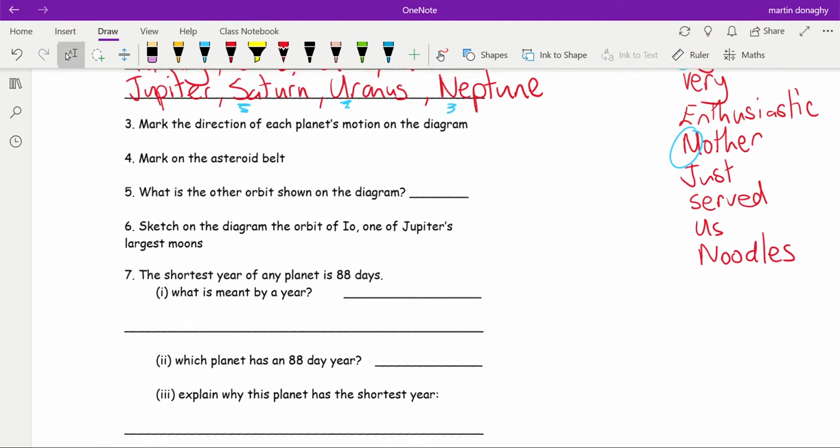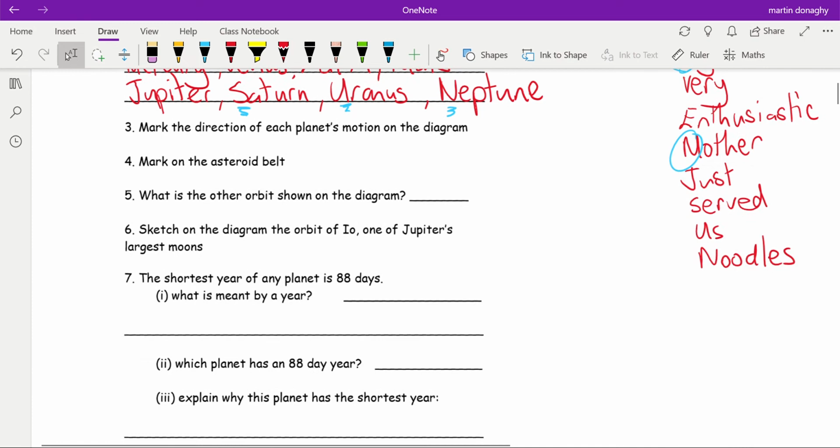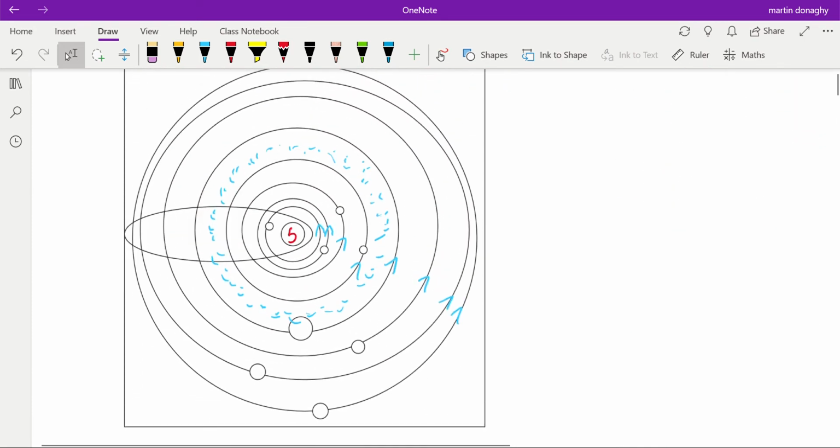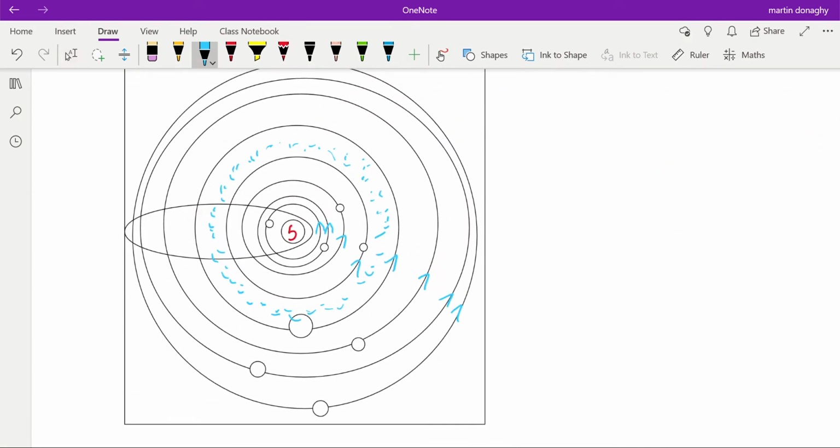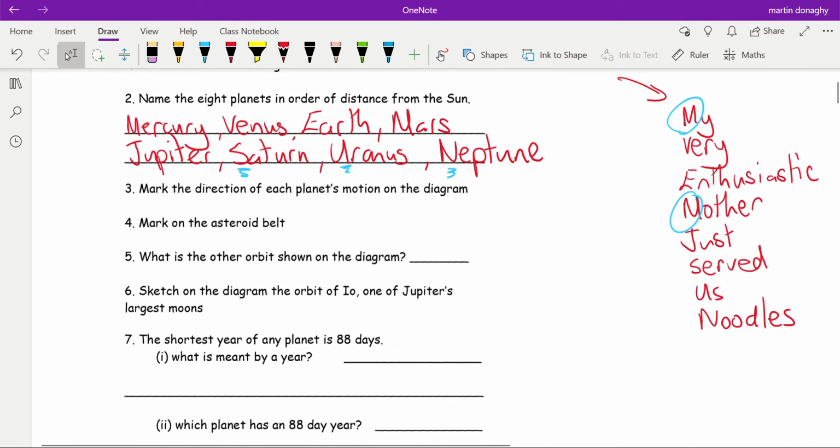What other orbit is shown on the diagram? We have this one here. It's a very elliptical orbit, starts way out far away from the sun past Uranus and Neptune, and then it gets close to the sun. This is the orbit of a comet.